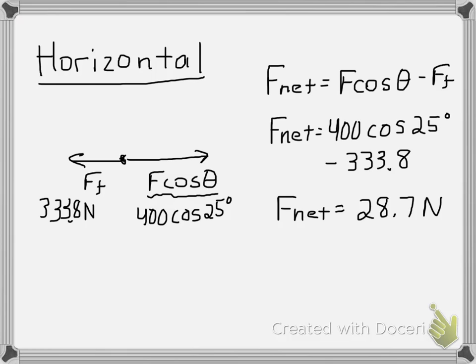So I write an equation that says the net force is equal to the force going to the right, which is F cosine theta, minus the frictional force, because that's going to the left. So when I solve that, I find that I have a net force of 28.7 newtons, and that is to the right. It is a positive force, which means the acceleration of the object will be to the right.